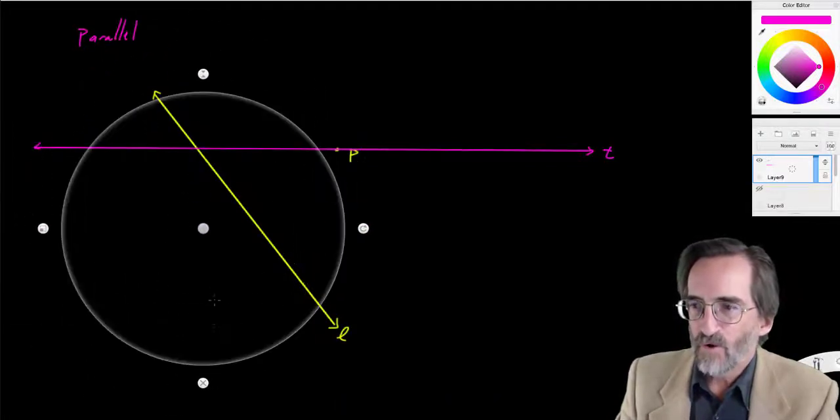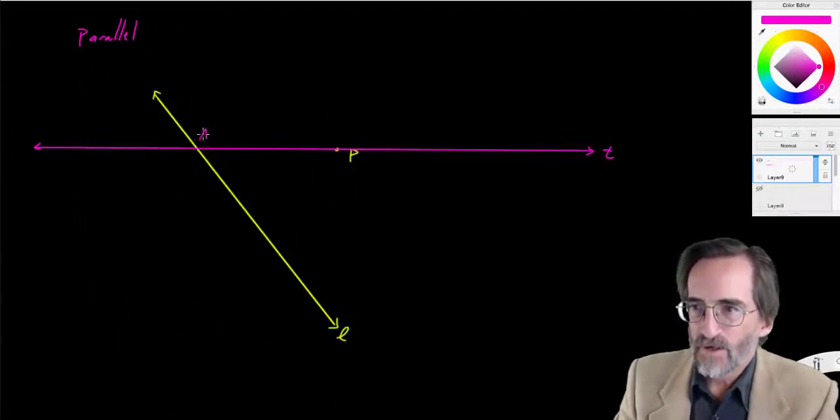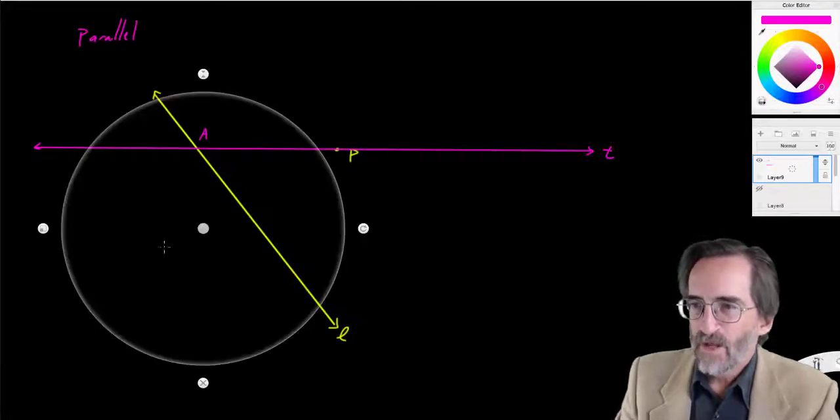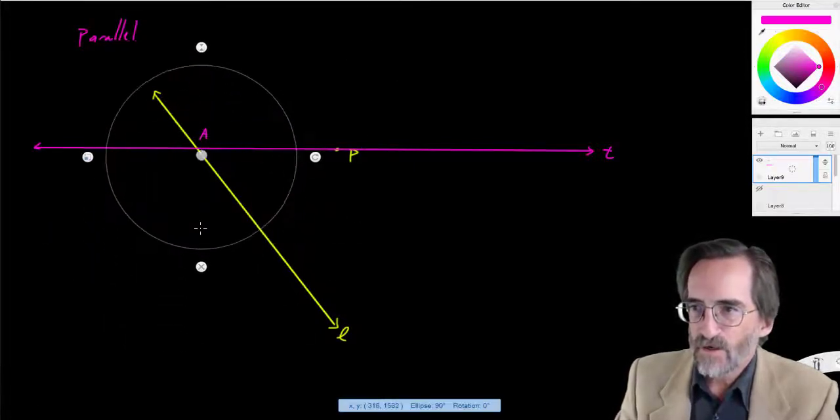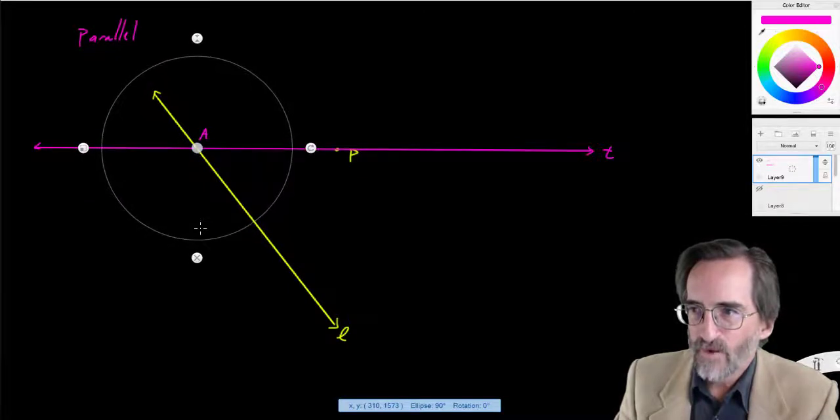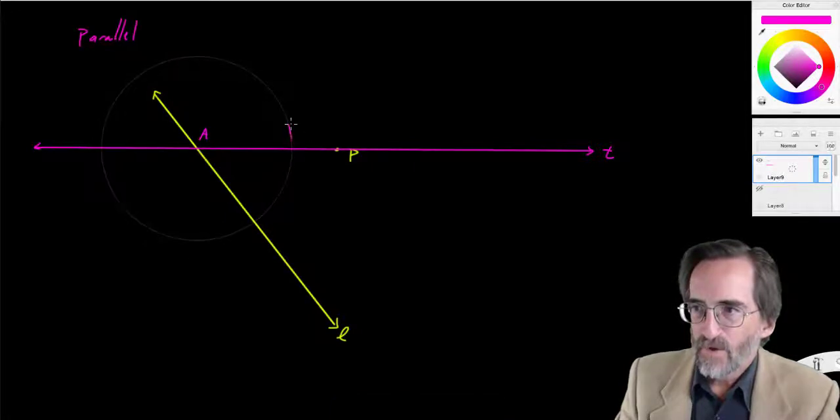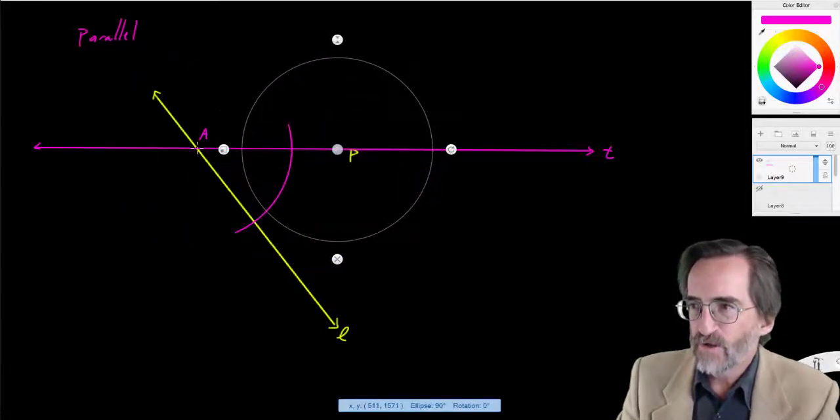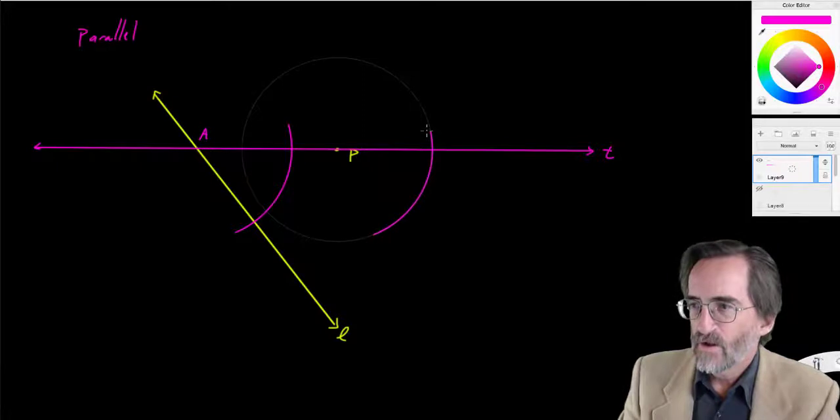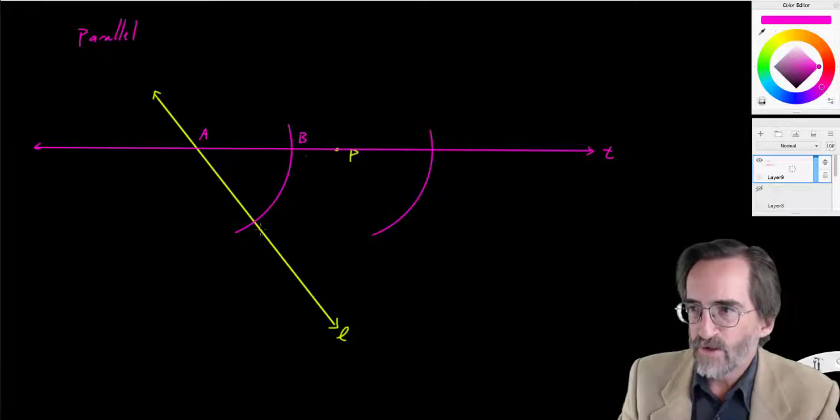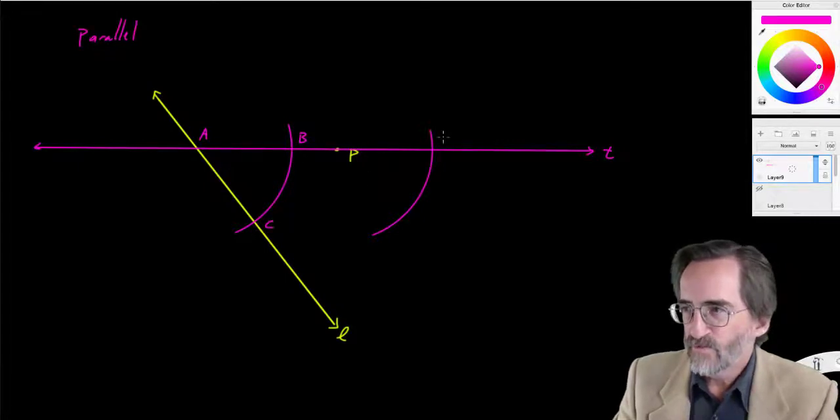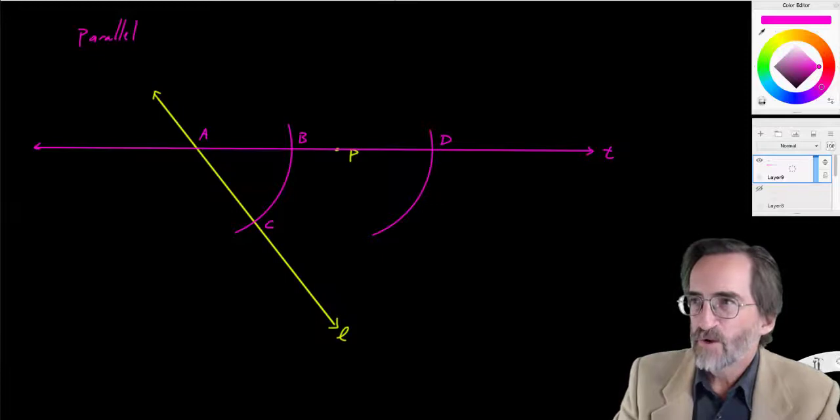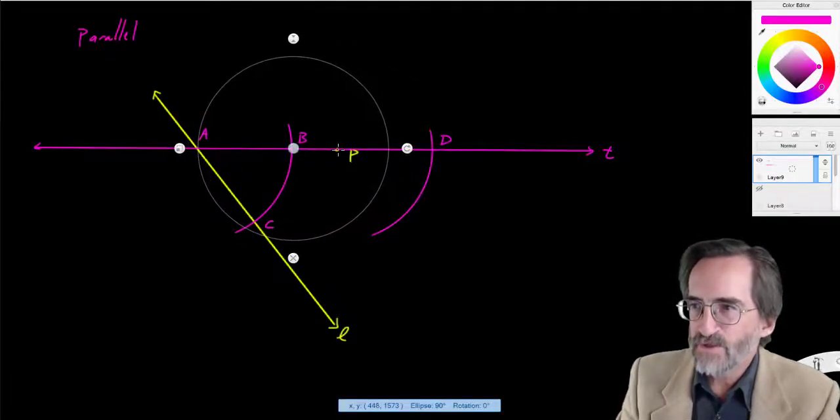So we're going to label the intersection point. I'm going to label this intersection point A. And I'm going to draw a circular arc at point A that crosses both sides of the angle. I'm going to copy that circular arc to point P. Intersections determine points, so this is point B, and this we'll call point C. This is point D.